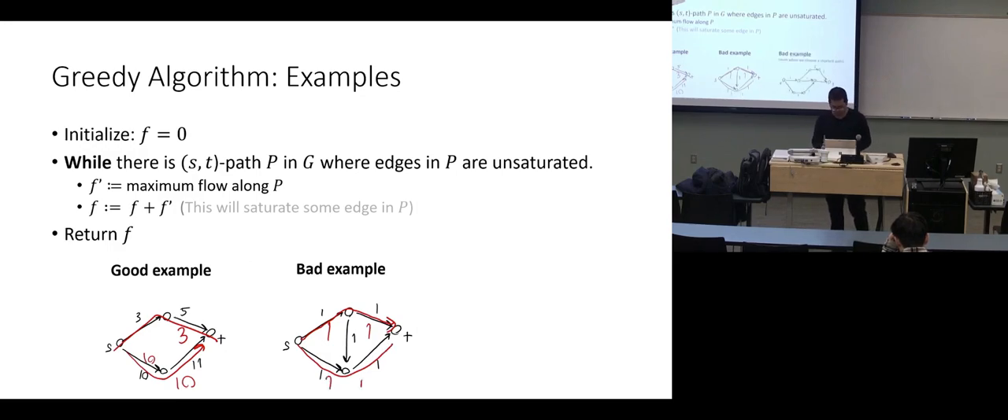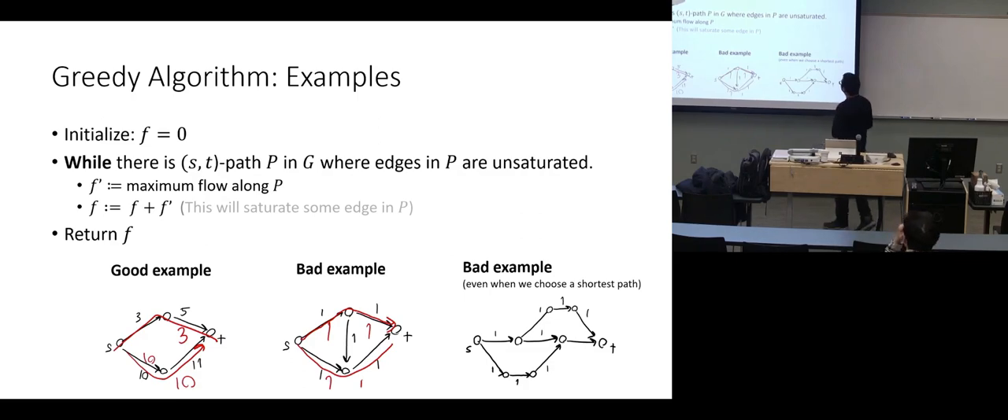However, there is a bad example when we choose the shortest path as well. The graph can look like this, and now you see that the shortest path just goes like this. You put 1, 1, 1 here, and now you cannot choose another path, because any other path will be blocked by this path. Although you know that the max flow in this graph is 2, because you can go this way, this way. So the shortest path is not always the best.